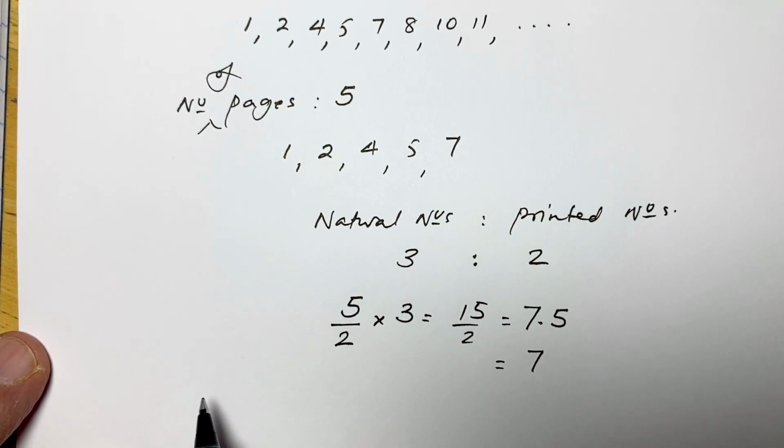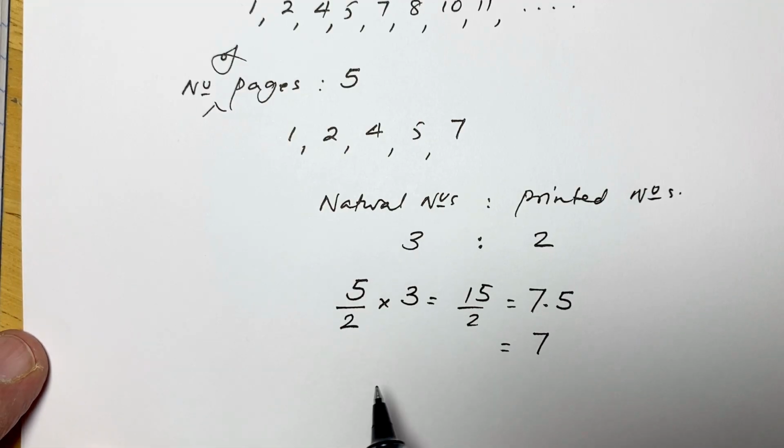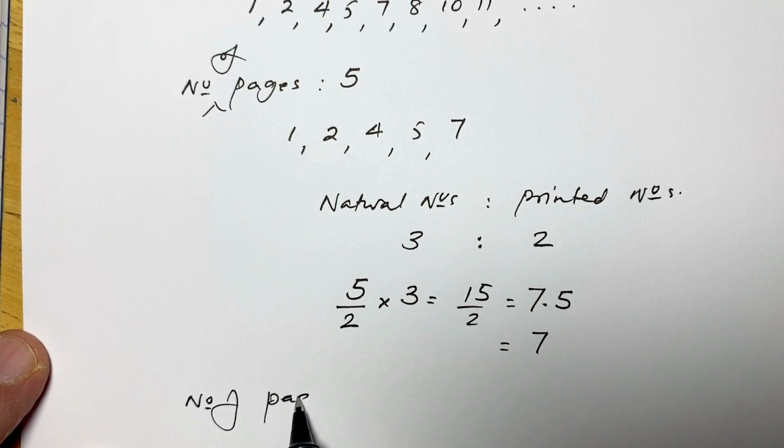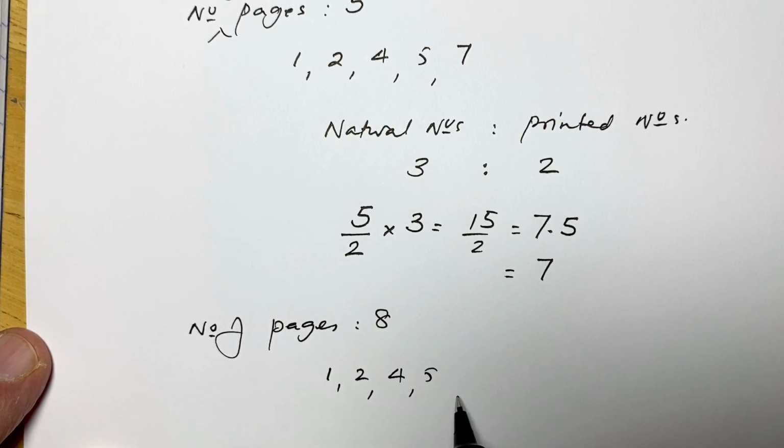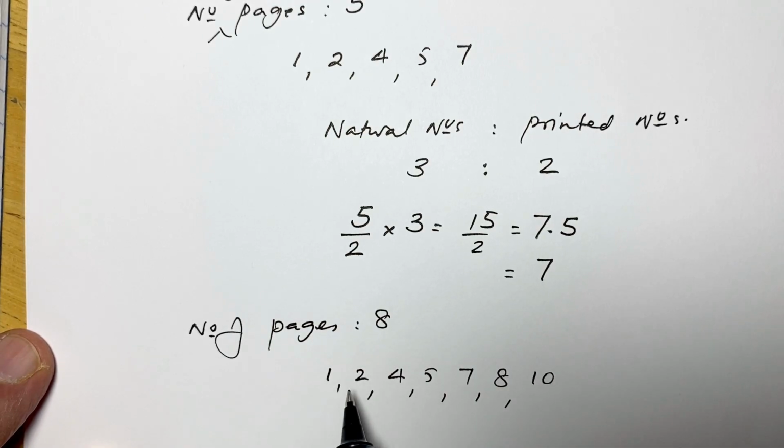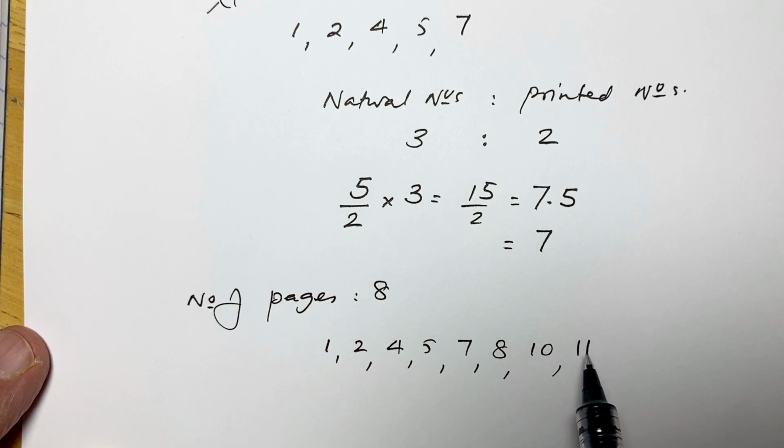Let's use an even number of pages. Say number of pages is 8. So we have 1, 2, miss 3, 4, 5, miss 6, 7, 8, miss 9, 10, 11, and so on. So on the 8th page, the number 11 will be printed.